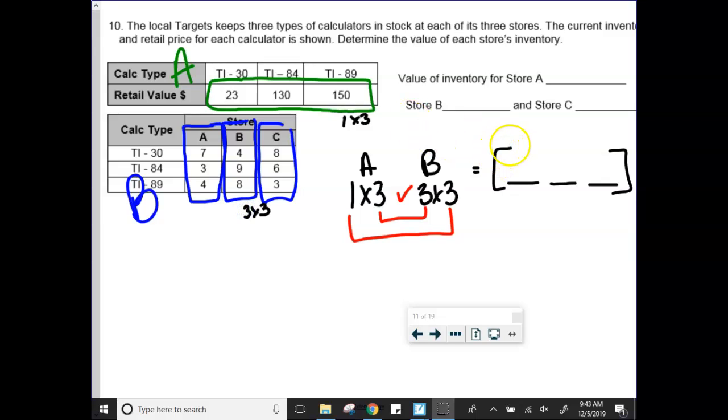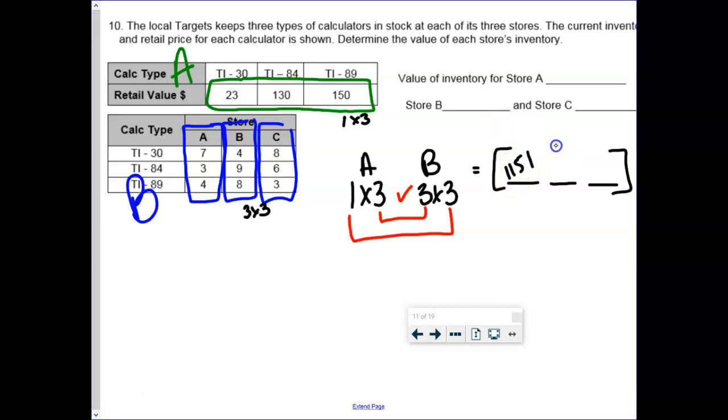So after multiplying A times B, this is what I got, but you guys tell me if this is not what you got. I got 1151, 2462, and a 14. Ooh, 14. Bless. So we all got the same matrix as a result. That's great, but now we got to interpret that result.